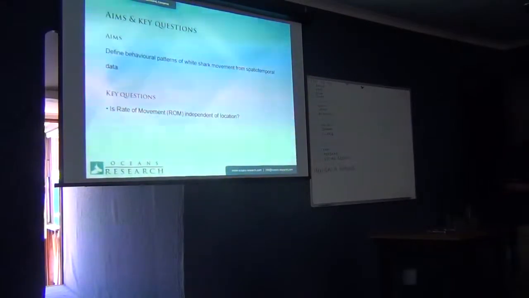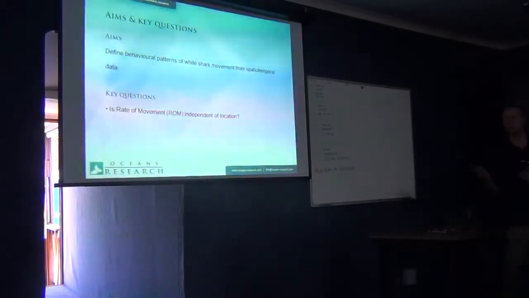We aim to define the behavioral patterns of these white sharks based on just the spatio and temporal data. So we've got their position. Now we're looking at time between each of these positions. And the key question we were looking at is rate of movement, ROM, independent of location? And here we're using rate of movement sort of as a proxy for the speed of the animal.